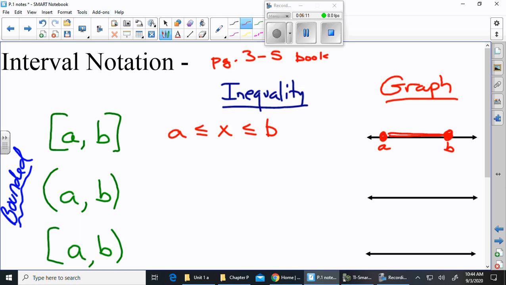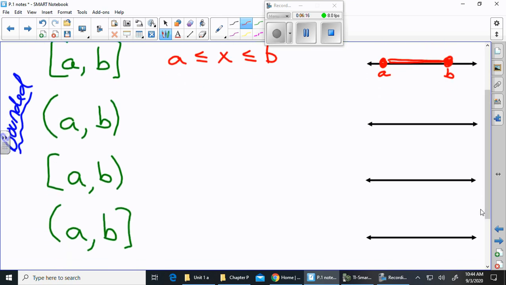Now, these are bounded. Bounded means they don't go to infinity or negative infinity. So A to B with parentheses would be between A and B, not including them. So on a graph, that means I'd have open circles. If I have a bracket and then a parenthesis, it's always less than. A is the smaller number. But if I have the bracket, it's got the equal sign. If I have the parenthesis, it doesn't have the equal sign.